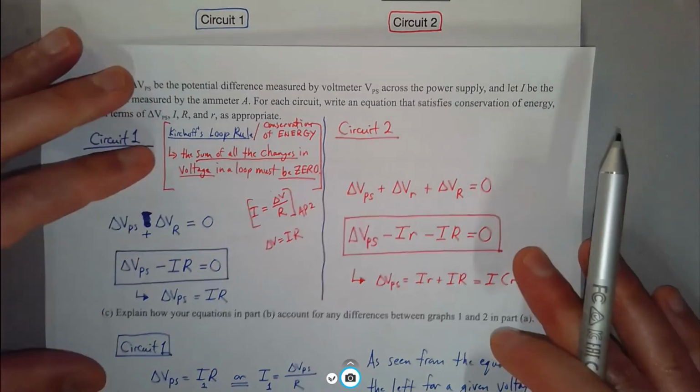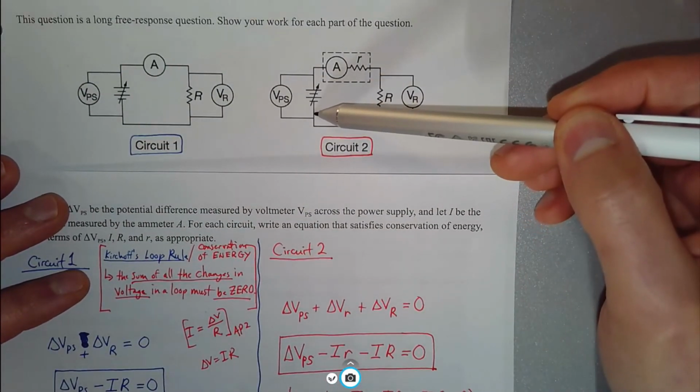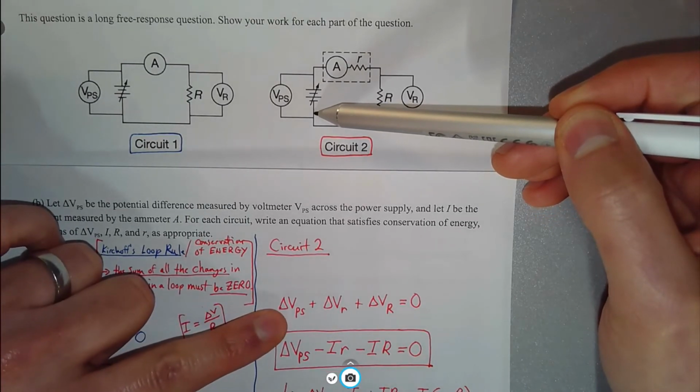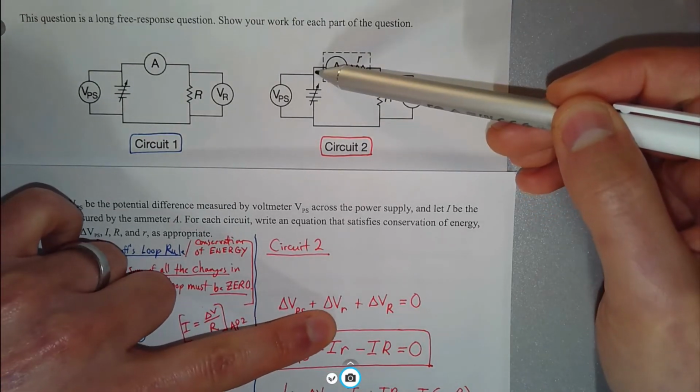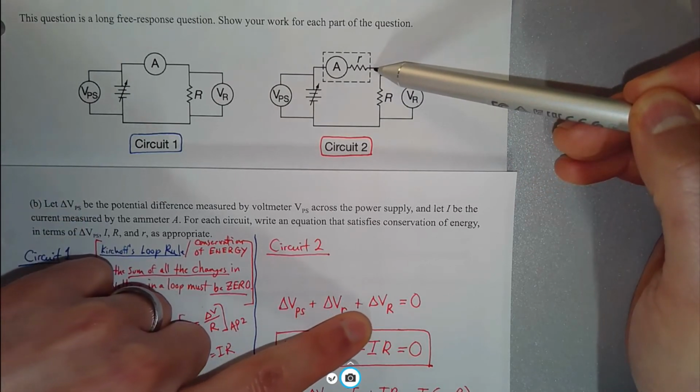How does that change for the second circuit? Well, if we look at the second circuit, and we also start at the negative side of the battery, the voltage is going to change when you go across the power supply. It's going to change when you go across little resistor r. So we got delta V, lowercase r.